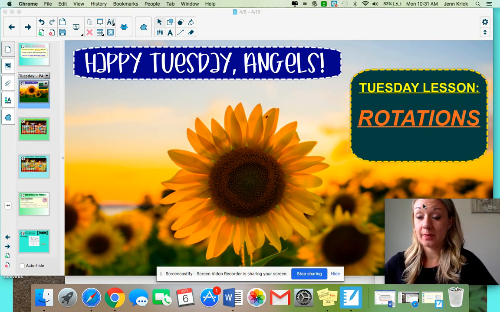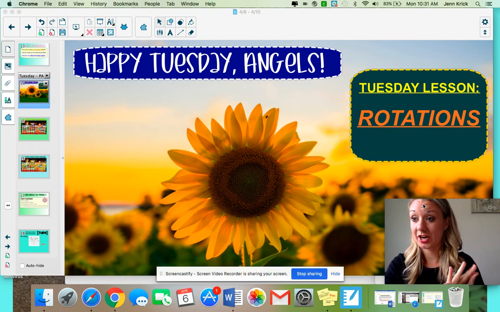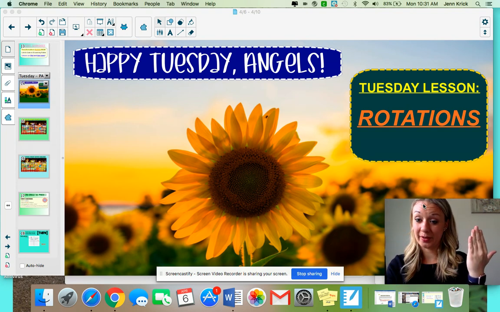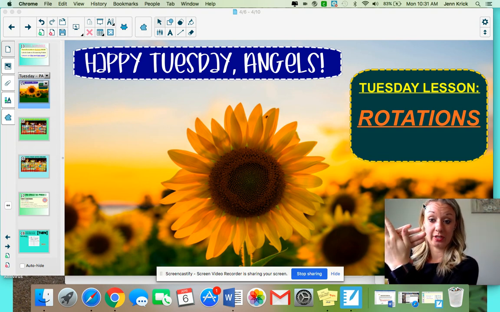Today, we are learning something very new. We are talking about rotations. So when we were in person together, we talked about translations when we slid a figure and reflections when we flipped a figure. Today, we're going to be talking about rotations when we turn a figure.